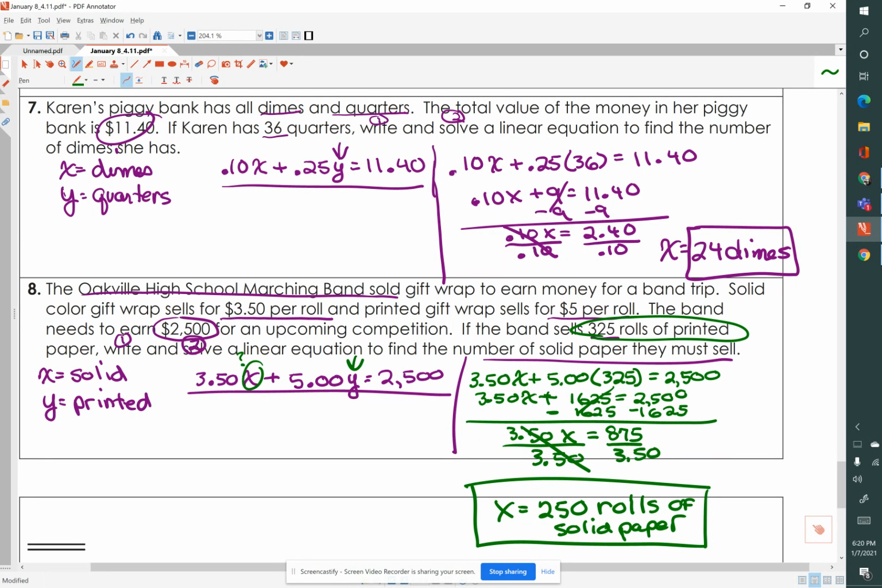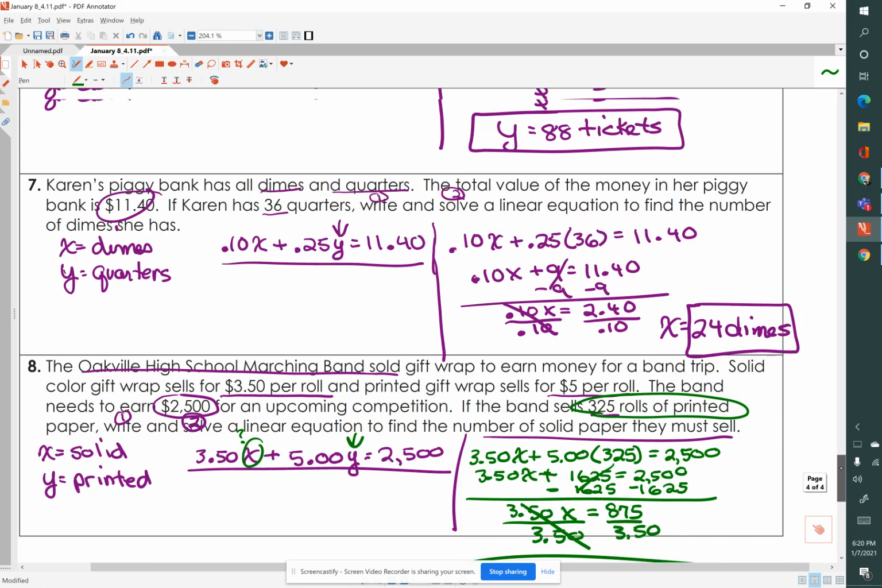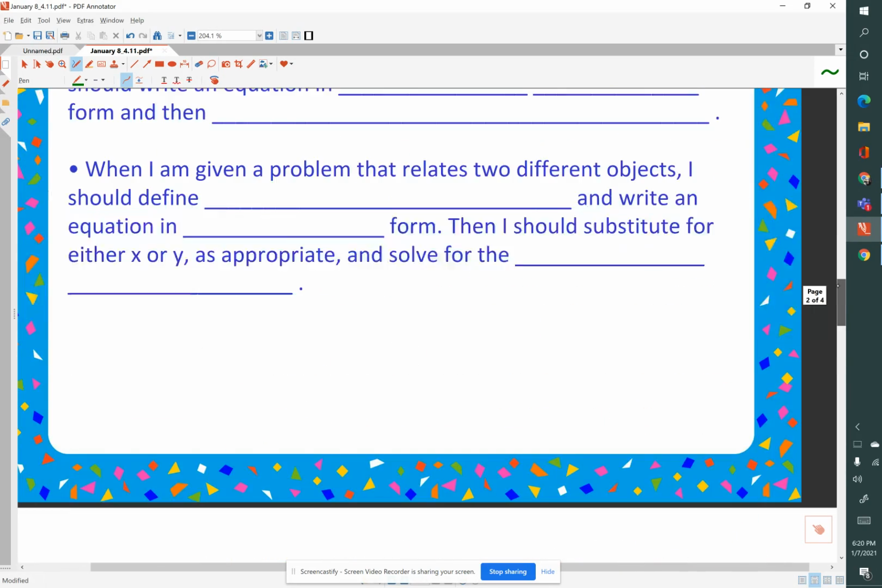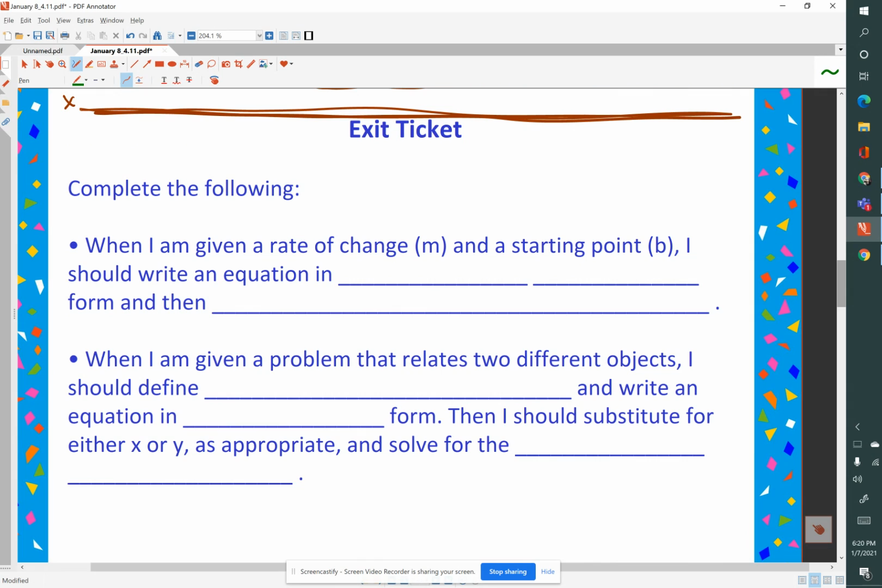So I just want to remind you, it's always good to graph these with Desmos along the way. We may not be able to use our calculators this year, but you certainly have that wonderful resource available to you. So let's go back to our exit ticket and let's fill in the information to really drive this home.